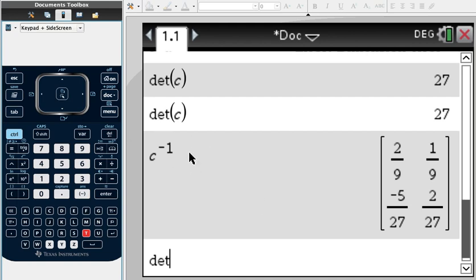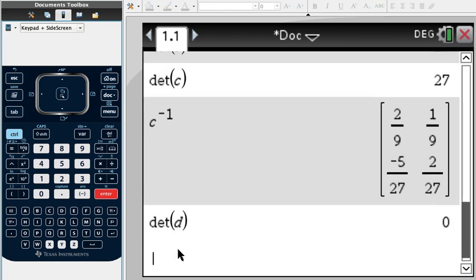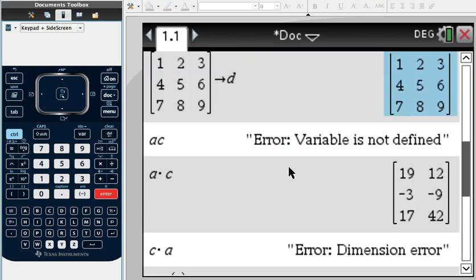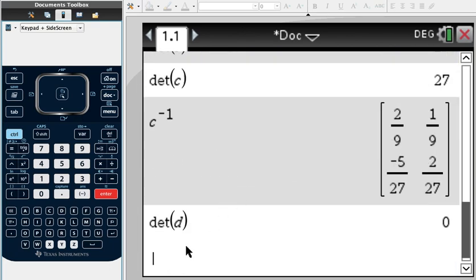It is a little more complicated than this, but I thought we could rely on technology a little bit to cut through that tediousness so that we can just get to the good stuff. So the determinant of D is actually 0. Okay. And again, you can find the determinant of any 3 by 3 matrix, any square matrix.